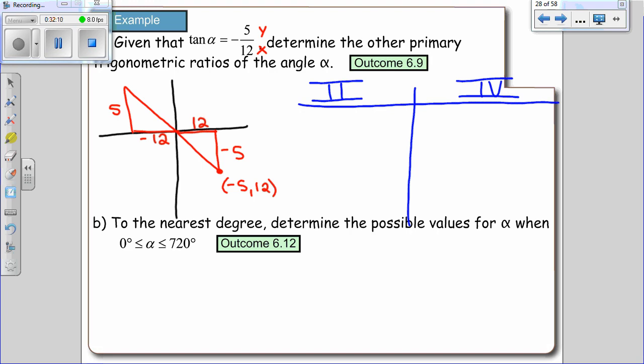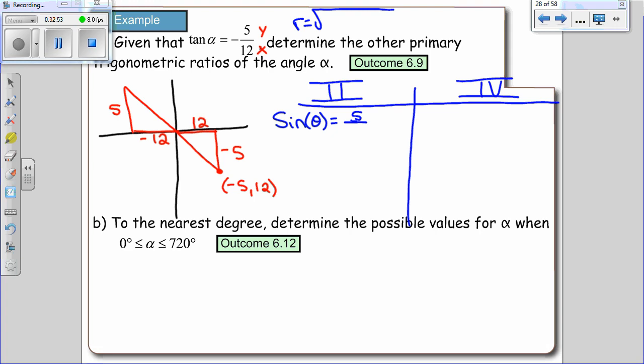If I'm in quadrant 2, my sine ratio is y divided by r. That means it's going to be 5 divided by r. What's my r value? We don't know. How could we figure it out? By using your formula, which is 5 squared plus negative 12 squared. I think it's equal to 13.